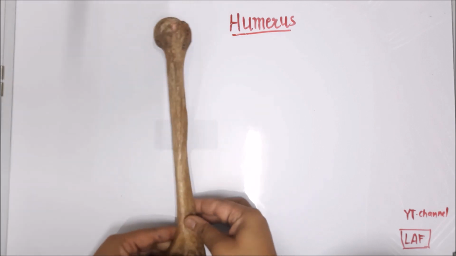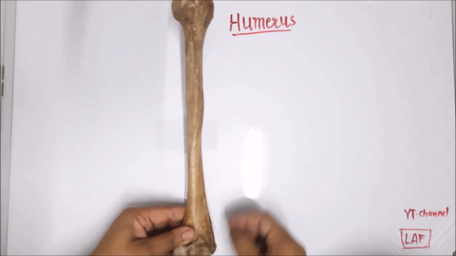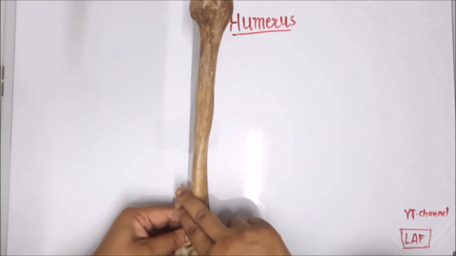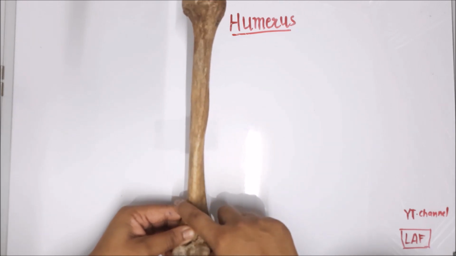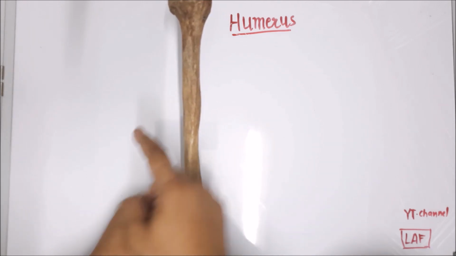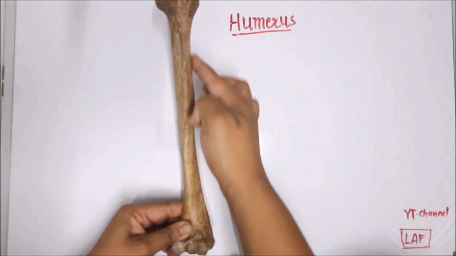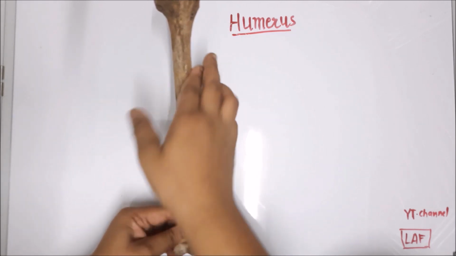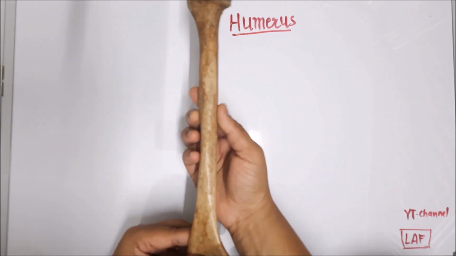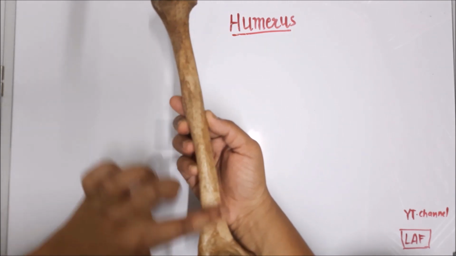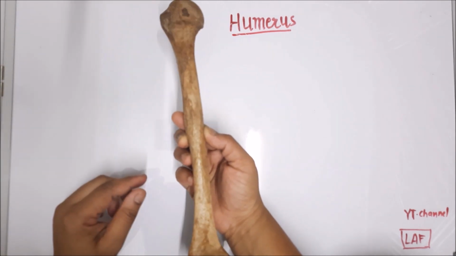And surfaces, it has three surfaces. This one is the anteromedial surface, between the anterior and medial border. Between the anterior and lateral border, this is the anterolateral surface, and between the medial and lateral border, this is the posterior surface.